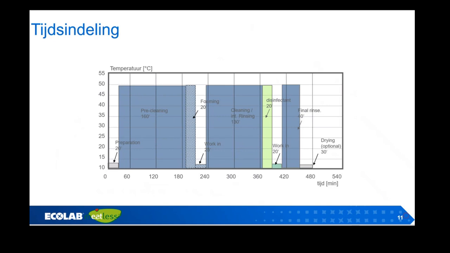Then you have the foaming step. There comes the chemistry, and it's approximately between 15 and 20 minutes. You need the contact time with your chemistry and the dirt. So you have to let it work in for 15 to 20 minutes. Then you have the after rinse, the intermediate rinse. Then you have the disinfection step. The disinfection step is always a minimum of 5 minutes, because the disinfection needs a minimum of 5 minutes to kill all the microbes. And then you have the final rinse.